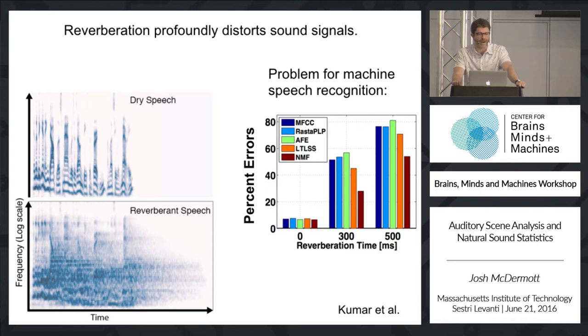This is a graph that shows the performance, from a few years ago, of 5 state-of-the-art speech recognition algorithms. The y-axis is plotting percent errors, and then you have the performance of the 5 algorithms in 3 different conditions. So 0 is where there's no reverberation, that's dry, and you can see there's almost no errors, and that's consistent with the fact that automatic speech recognition nowadays in quiet conditions works really, really well. But you can see that as you add just a modest amount of reverberation, 300 or 500 milliseconds, the errors jump way, way up, right?